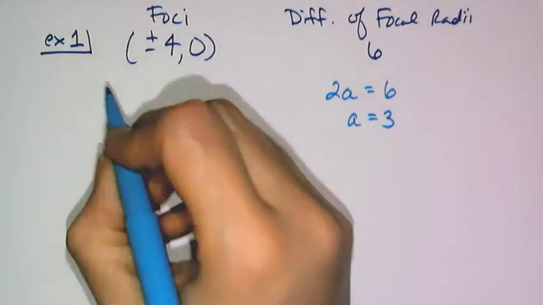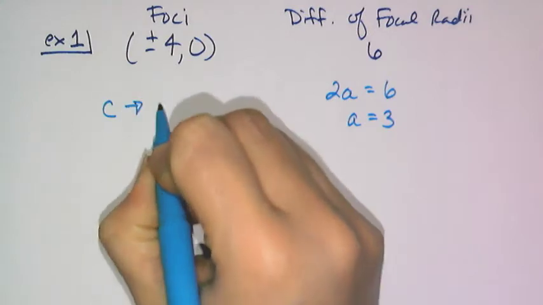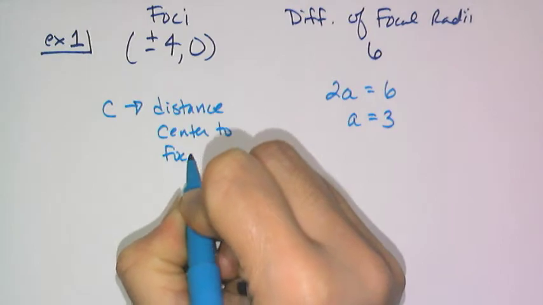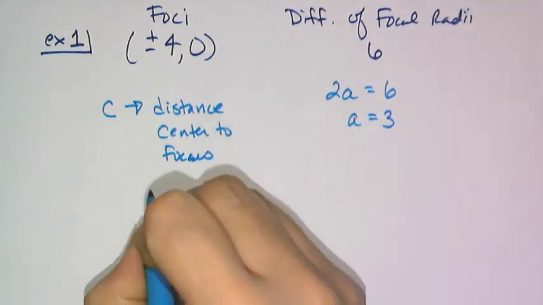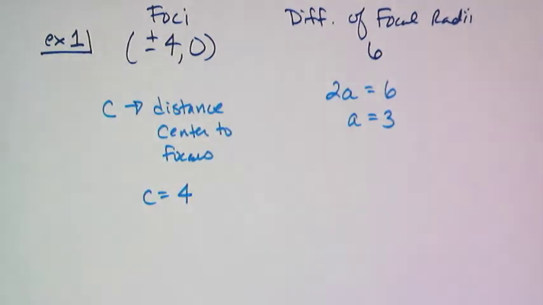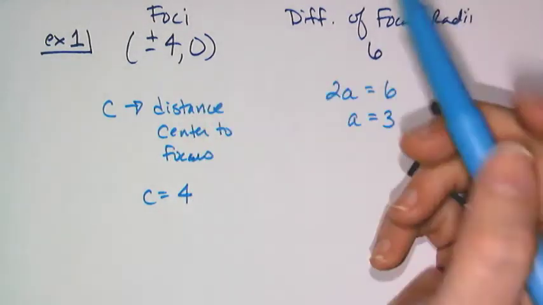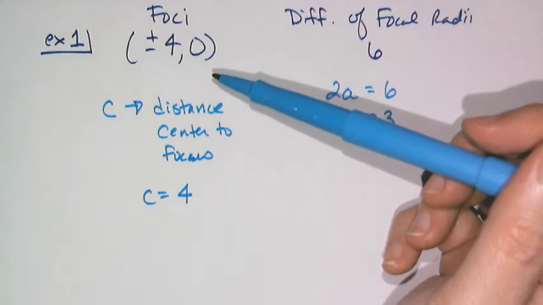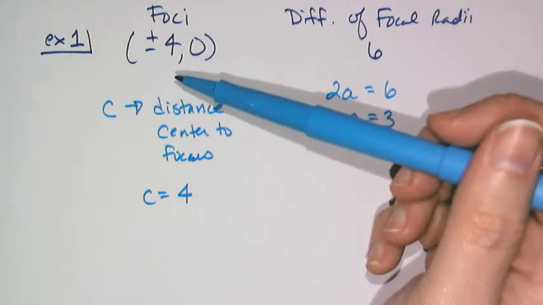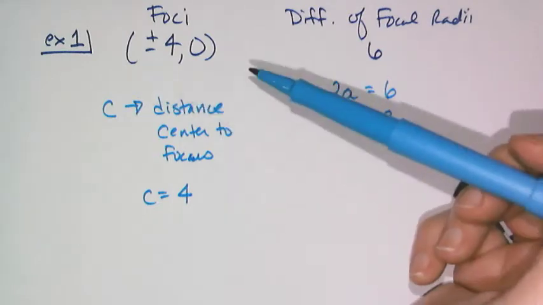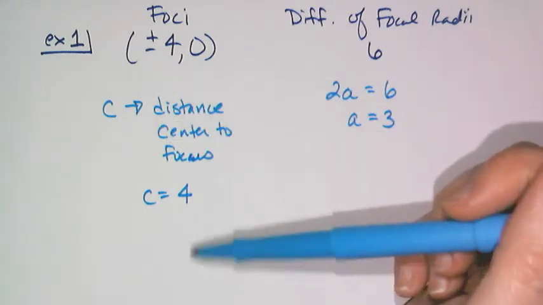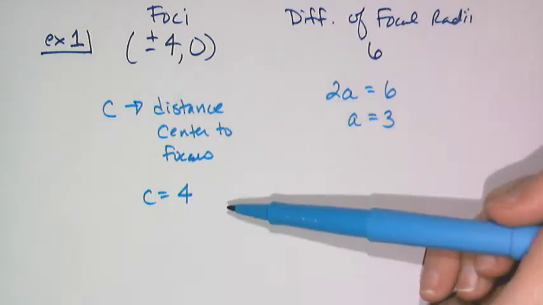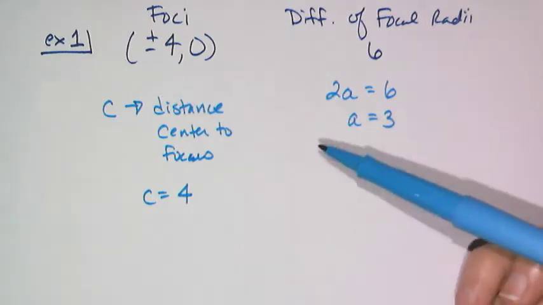And the c value is going to be the distance from the center to a focus, which in this case is 4. And how did I know it was 4? Well, because the midpoint of the line segment created by the foci is the center, and the midpoint between (4, 0) and (-4, 0) is the origin. So I know I can go from the origin to 4 or -4 on the x-axis with a distance of 4. So c equals 4 and a equals 3.